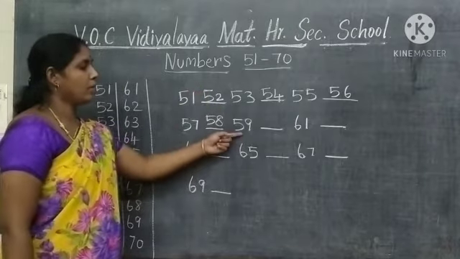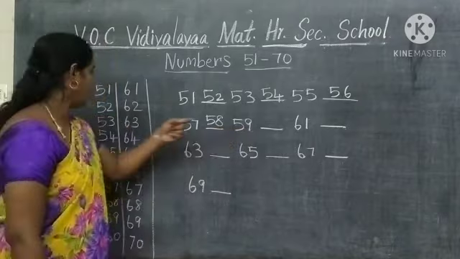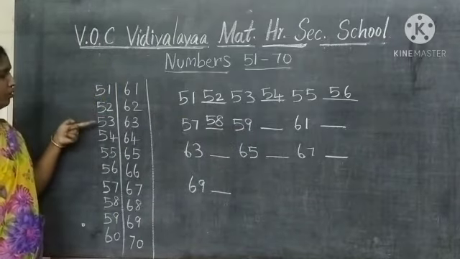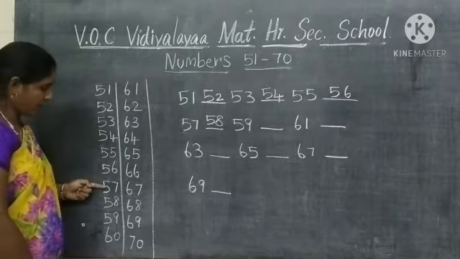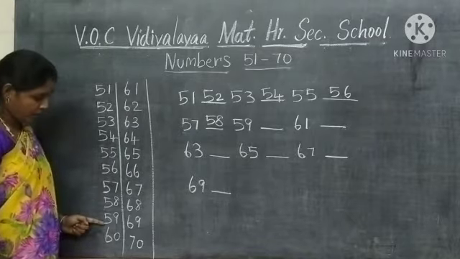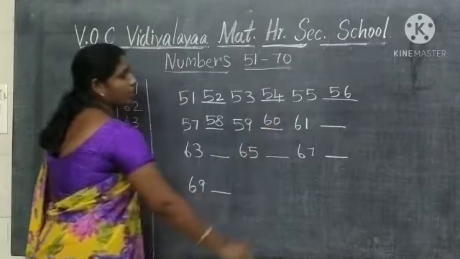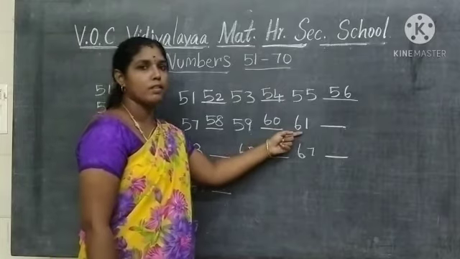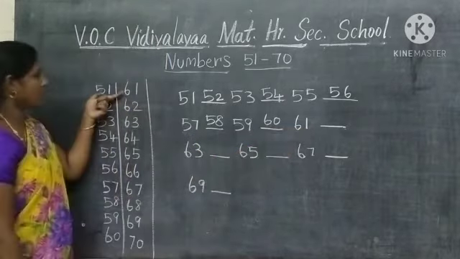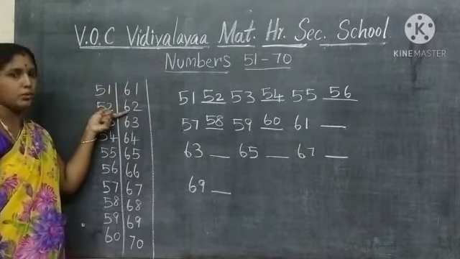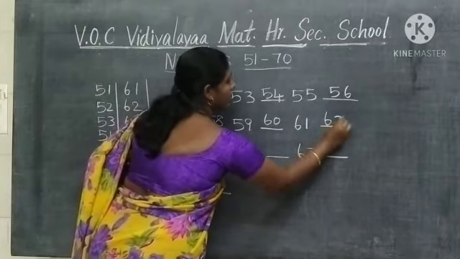What number is this? 59. 51, 52, 53, 54, 55, 56, 57, 58, 59, 60. So you are right. Number 60. Okay, children. Next, what number is this? 61. 61 and 62. So here we are right.